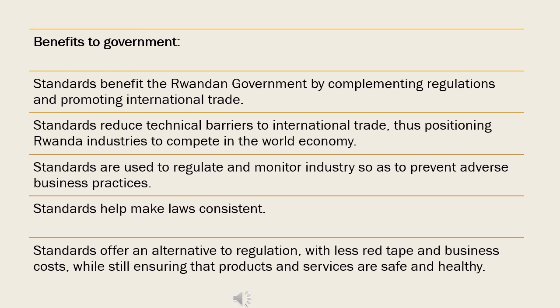Number two, standards reduce technical barriers to international trade, therefore positioning Rwandan industries to compete in the world market. So the technical barriers are the legal requirements that different countries put in place, so that importers or exporters of products should ensure that the products they export or import meet those specific criteria. Examples of technical barriers can include the size of the products, the weight, the composition, packaging, marking and labeling of products.